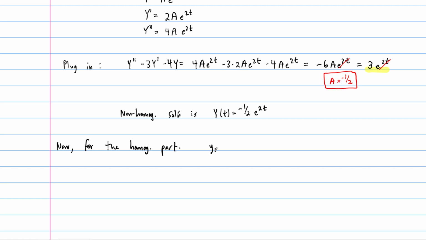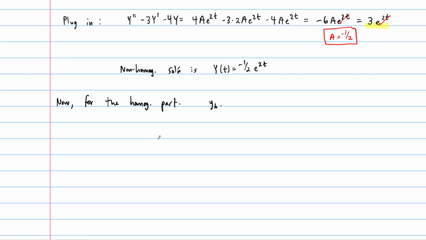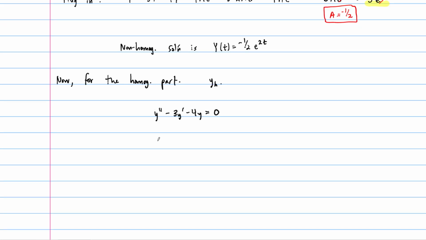We're going to call this part of our solution y sub h for the homogeneous solution. And we know how to solve this one, right? The corresponding homogeneous equation is y double prime minus 3y prime minus 4y equals 0, right? And this has characteristic equation r squared minus 3r minus 4 equals 0, and this one factors. So this is going to be r minus 4 times r plus 1.